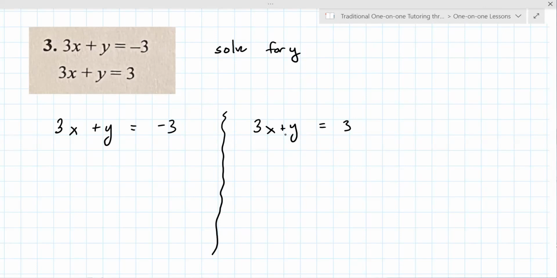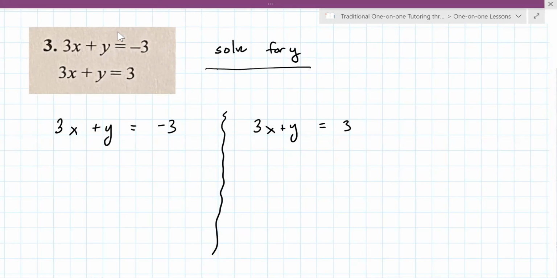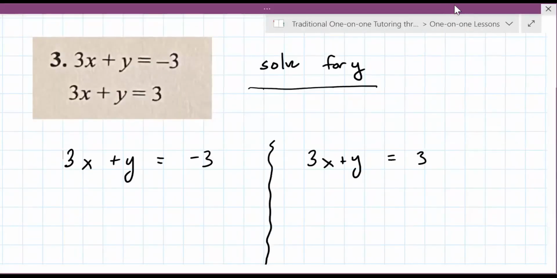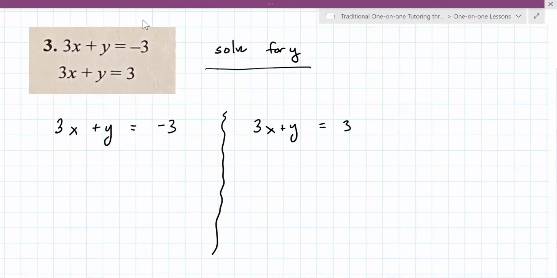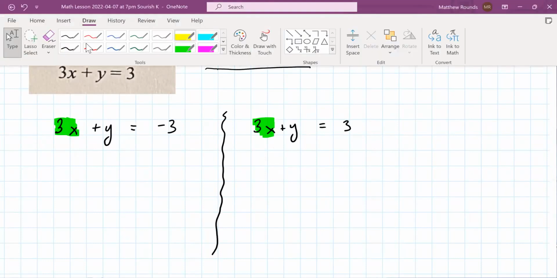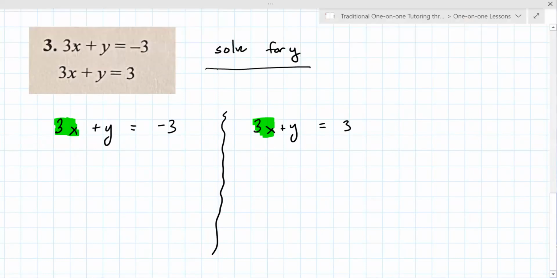Is it clear what I'm asking you to do? Yeah. Okay, so solve for y. Well, what you need to do is add 3 and 3 to both of them. Nope, you don't want to do that. Let me highlight what you're going to need. You need to move the 3x and then you need to move the 3x. That's what we did in the previous problems, you have to move it to the other side.